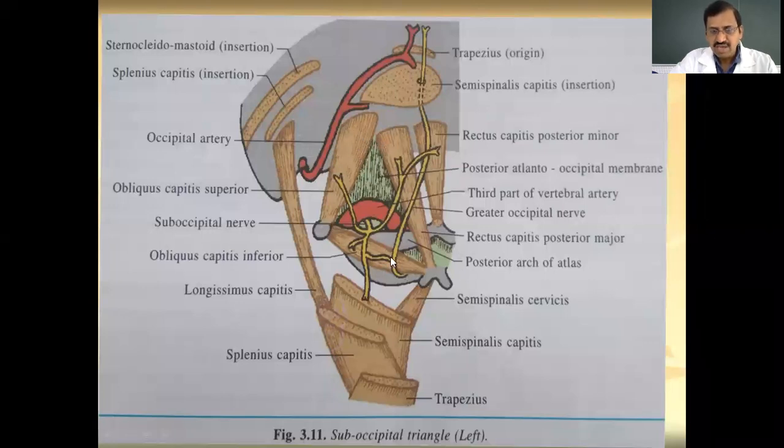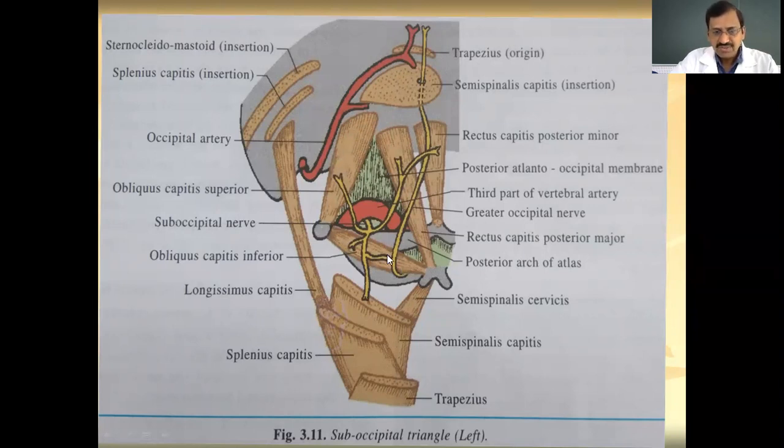Next, coming to the inferior part, here the superolateral boundary is formed by obliquus capitis superior. This muscle takes origin from the transverse process of the atlas. The atlas is the first cervical vertebra, and the muscle goes backwards and medially, and is inserted into the area between the superior nuchal line and the inferior nuchal line. That area provides insertion to the obliquus capitis superior.